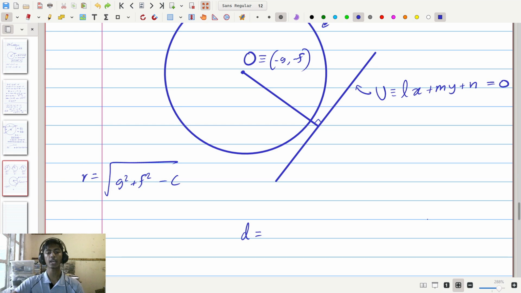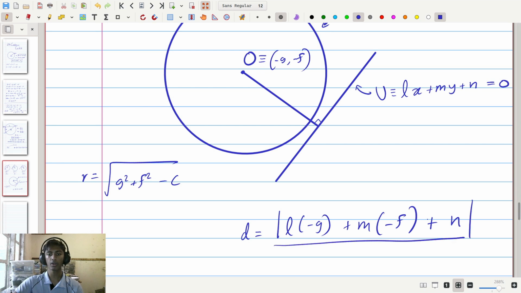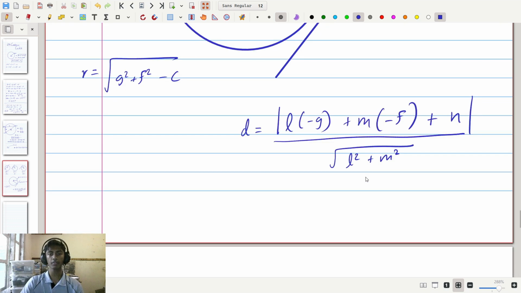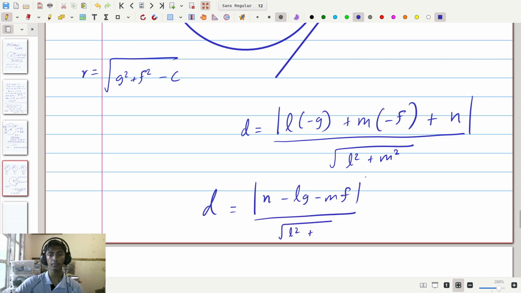Replacing the symbols that we have, we can see that the distance d is equal to the absolute value of L times negative g plus m times negative f plus the constant n divided by the square root of L squared plus m squared. This is a direct substitution into what we had earlier. Now then, simplifying this a little bit, we can see that the perpendicular distance d between the center of the circle and the line is going to be equal to the absolute value of n minus lg minus mf divided by the square root of L squared plus m squared.